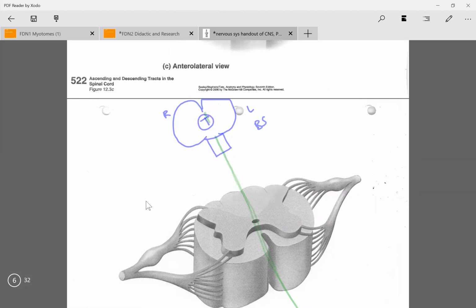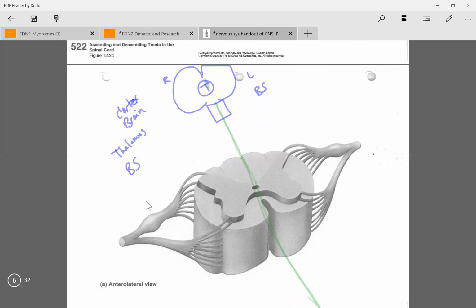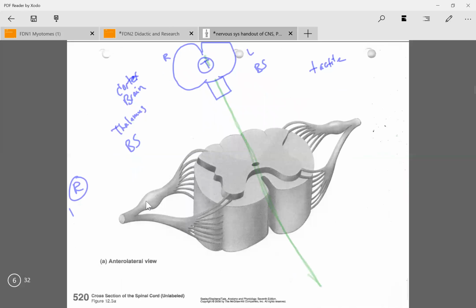All right, so you have the cortex of the brain, the thalamus, and the brain stem. All right, and this one is going to be a tactile pathway. All right, and we'll start on the right side. Okay, and then let's just say it's the hand.